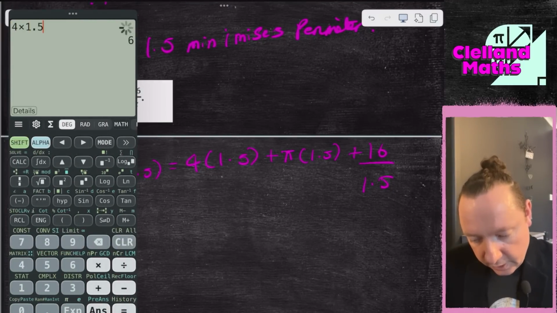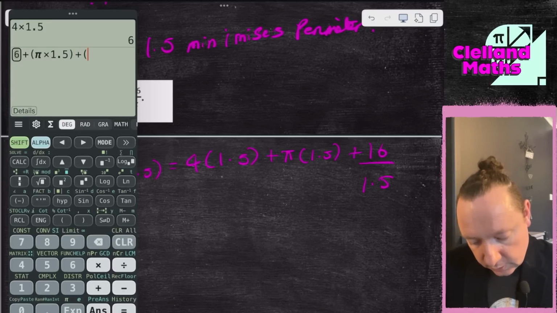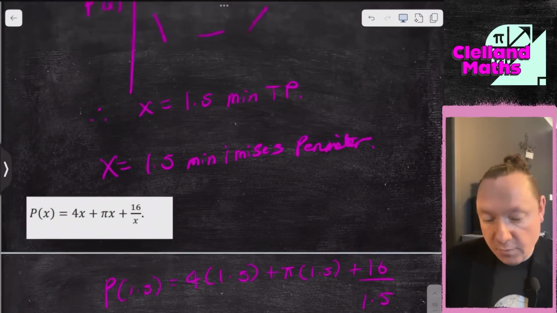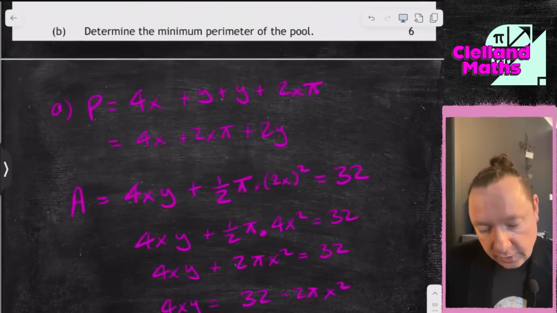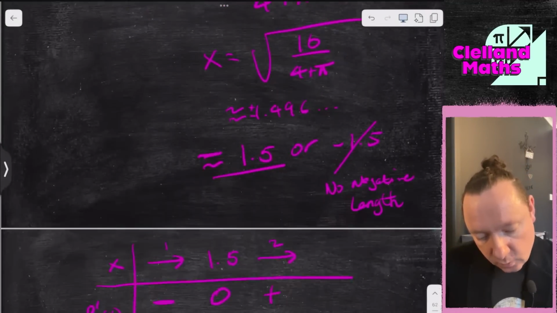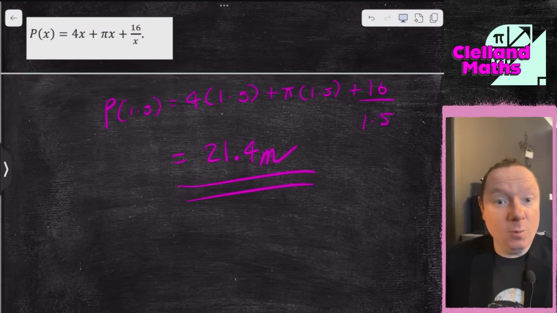4 times 1.5 plus pi times 1.5 plus 16 over 1.5 is about 21.4, whatever the units were. I don't know if the units were even in the question. Meters, because it said meters squared for area. 21.4 meters. And we're done there.